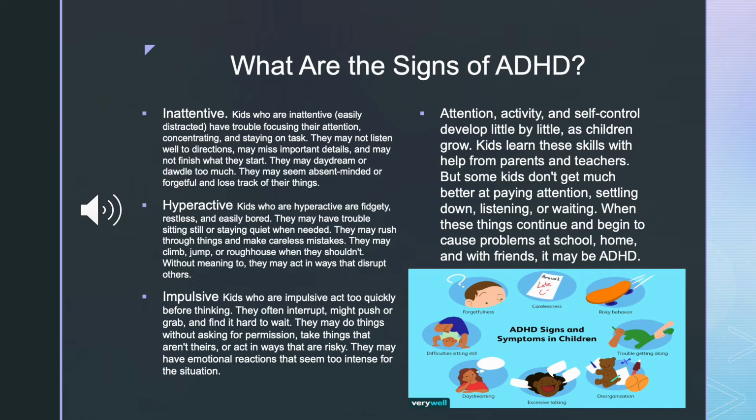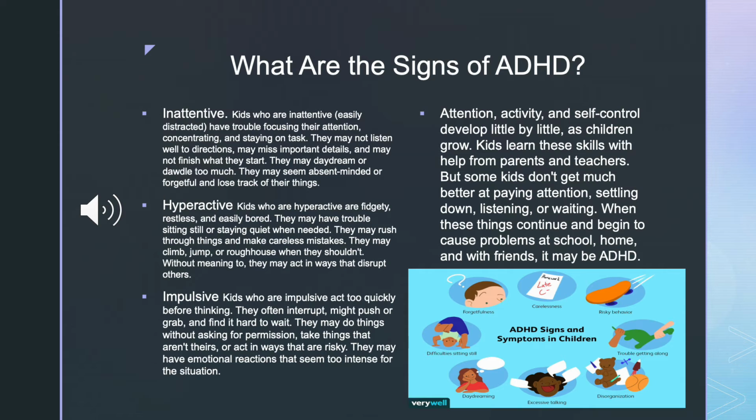Impulsiveness is also a sign of ADHD. Kids who are impulsive act too quickly before thinking. They often interrupt, might push or grab, and find it hard to wait. They may do things without asking for permission, take things that aren't theirs, or even act in ways that are risky. They may have emotional reactions that seem too intense for the situation.